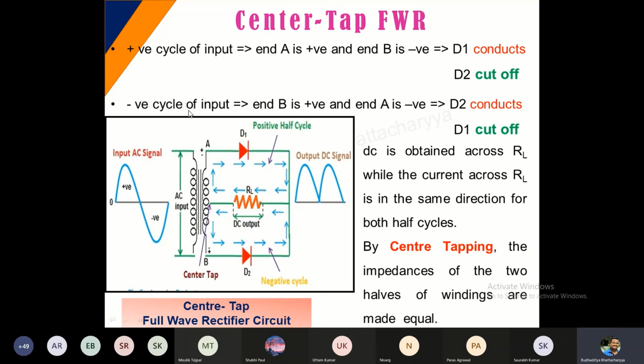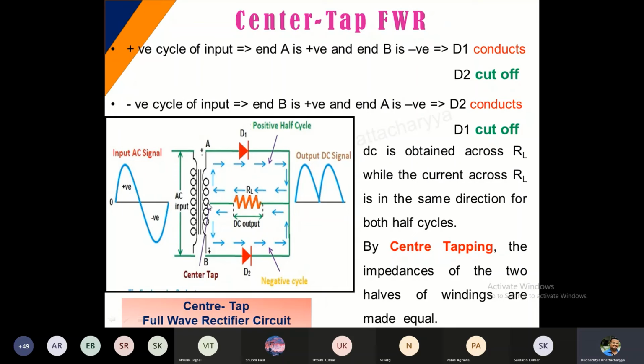Whereas when a negative cycle of input comes in, end B is positive and A is negative. So D2 conducts and D1 is cut off. So DC is obtained across RL. RL is over here. The current across RL is in the same direction for both the half cycles. So it's basically two half wave rectifiers clubbed together. The output you are observing, this is 1, this is 2, like that. And by center tapping, the impedances of the two halves of the windings are made equal so that they look symmetrical. That's the only thing.